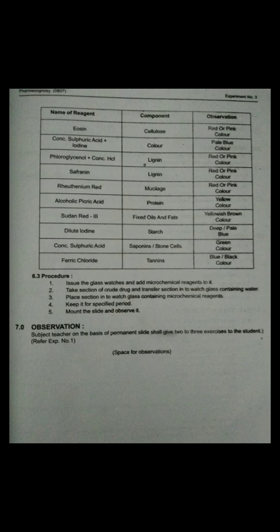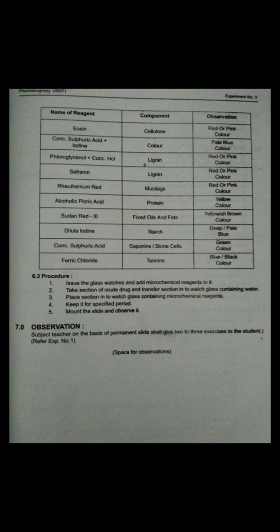First take the watch glasses and add microchemical reagents to them. Then take the section of crude drug and transfer the section into a watch glass containing water. Then place the section into the watch glass containing microchemical reagents. Then keep it for the specified period, mount the slides and observe it. Okay, this is the procedure.